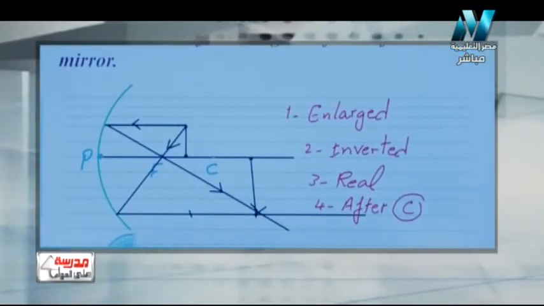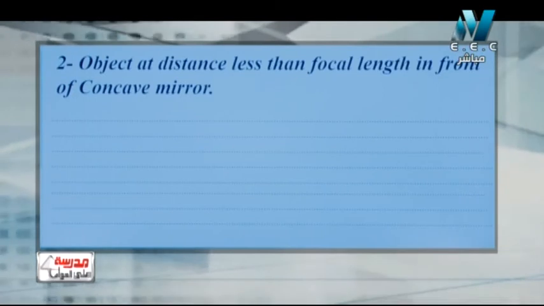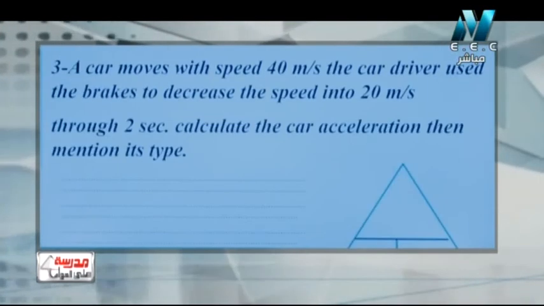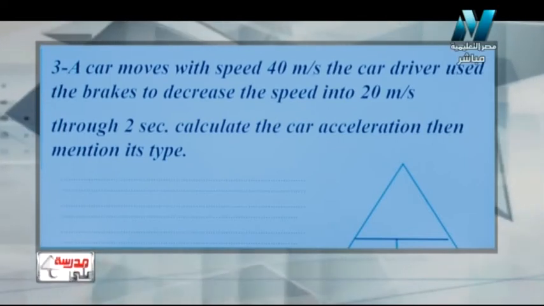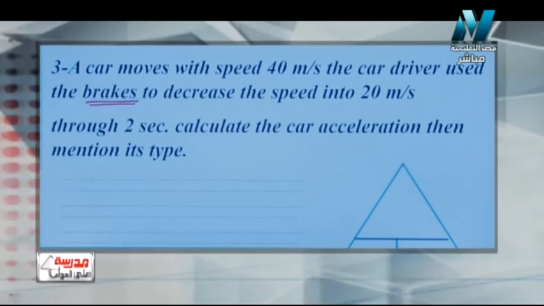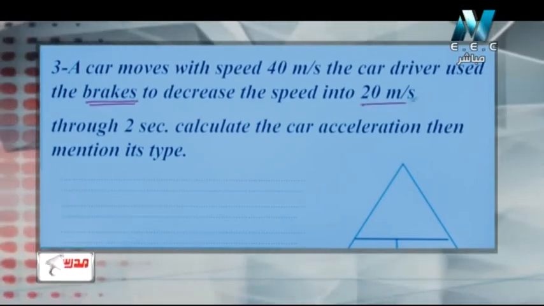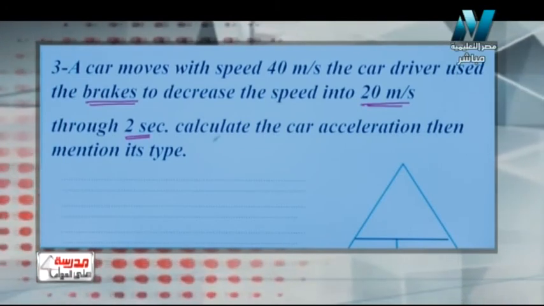So here we have another type of questions, as we have object at distance less than focal length in front of concave mirror. Of course we will change it here and take another problem. A car moves with speed 40 meter per second, the car driver used the brakes to decrease the speed into 20 meter per second through 2 seconds. Calculate the car acceleration, then mention its type.